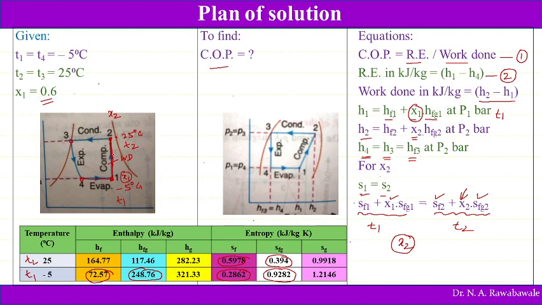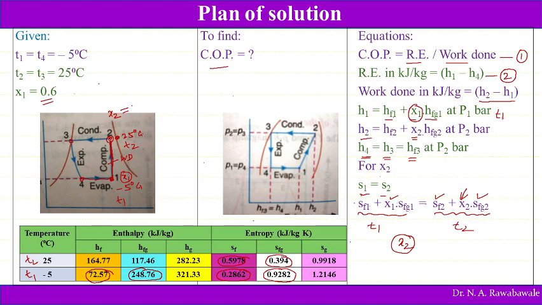The only difference between these two problems is that in the previous case the condition of the refrigerant at point 2 was dry saturated, that is, the dryness fraction X2 was 1. Here X2 is less than 1 because it is not on this curve.